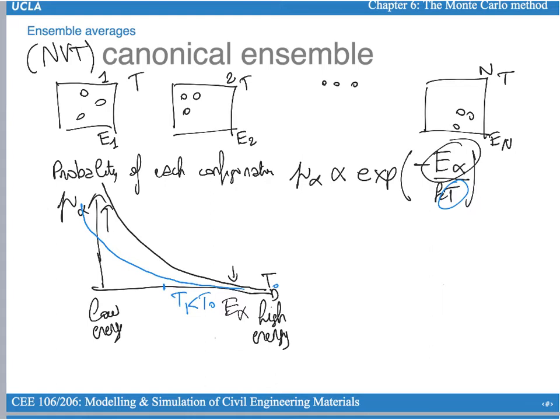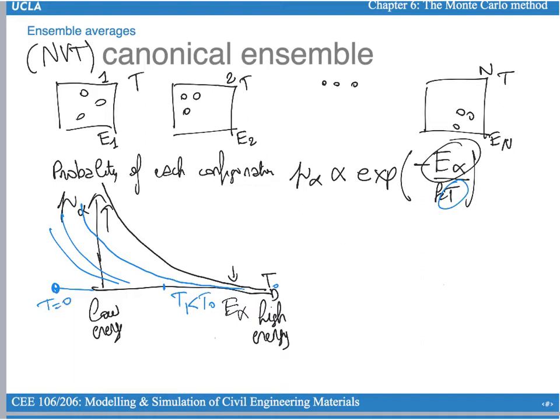And if you really decrease the temperature up to zero, then the only possible configuration would be the configuration that has the lowest possible energy. Only the most stable configuration would be possible if the temperature becomes equal to zero.